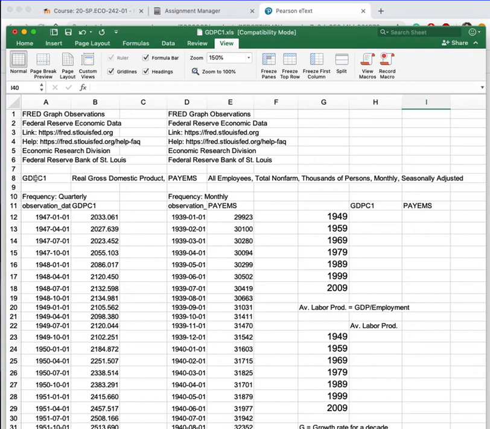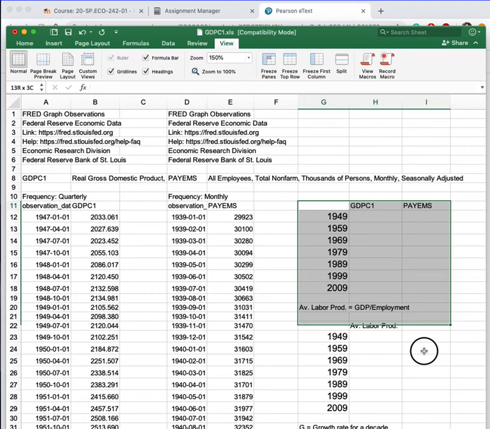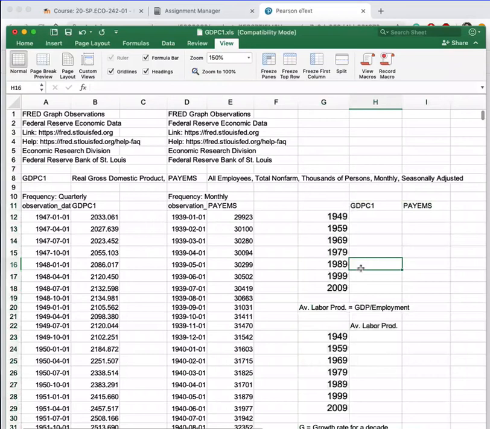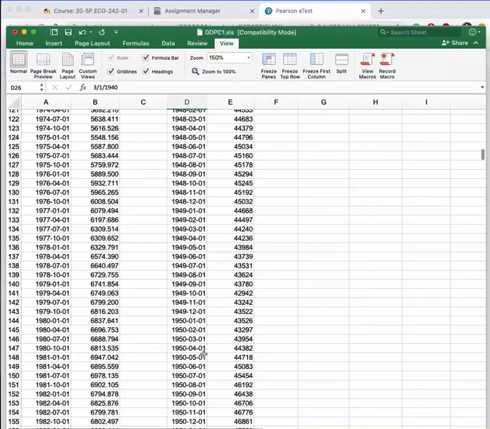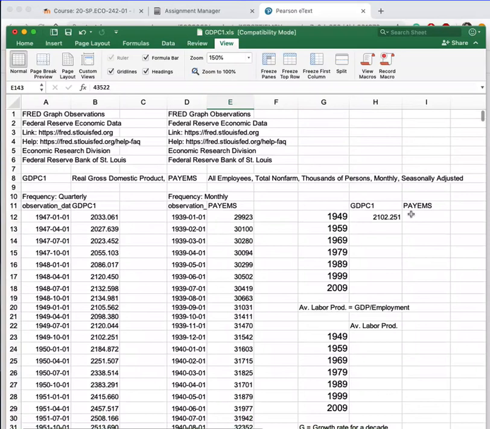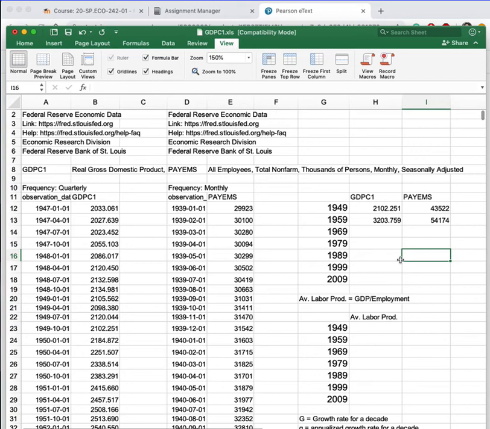So this is GDP data, this is employment data, and a little bit of preparation for this question. This part is what I prepared. In order to compute average labor productivity, I need two series. I'm going to collect all the data that I need here. So the GDP in the last quarter of 1949 is here, and payroll employment in the last month of 1949. Similarly, I copied the values for 1959.